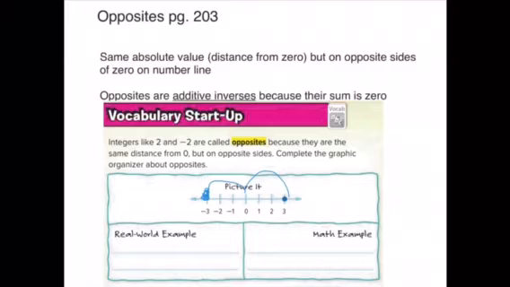Real world example, you could say night and a day. Come up with a different one if you would like. Math example, well, they just used 3 and -3. They have 2 and -2. How about 5 and -5? All right, use whatever numbers you want.